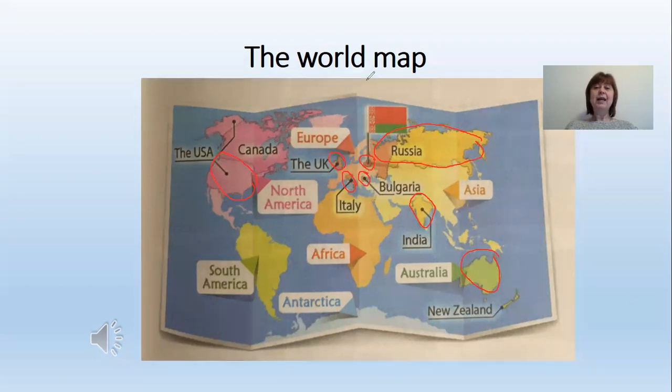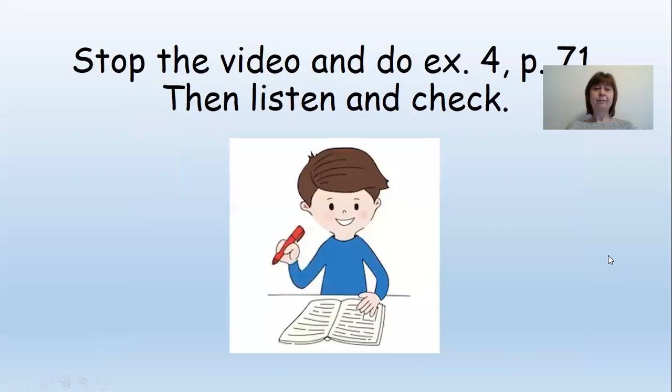Okay, now let's do exercise 4. Look at the map in the book and complete the sentences. Please do this exercise in your exercise books and then listen and check. Stop this video, do the exercise, and then listen and check.